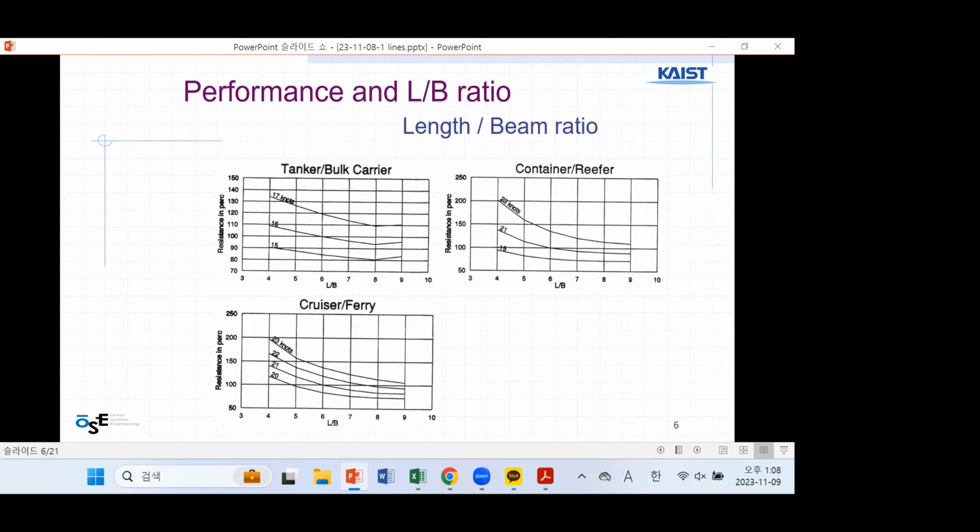So performance and length beam ratio, tanker bulk carrier, 17 knots, resistance. So the higher value means more slender, right? For the same speed, the resistance goes down as length beam ratio increases, as we expect. Container reefer, resistance is the same scale. The speed is higher, 20 knots versus 17 knots. Tanker bulk carrier is usually low speed. The cruise ship ferry has similar speed as a container reefer. Reefer means a refrigerator container. Each container itself is a refrigerator. They want to carry food fresh.